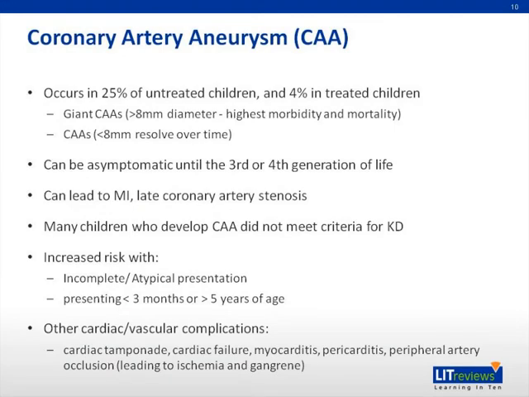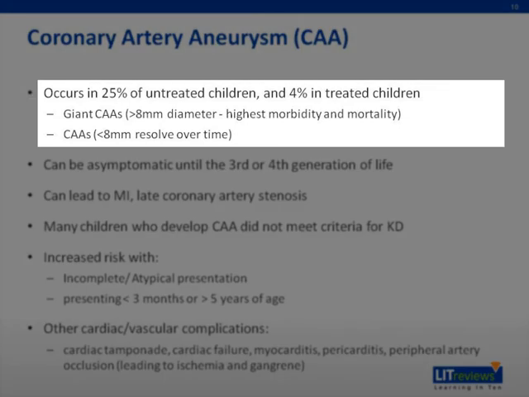Kawasaki disease is the most common cause of acquired heart disease in the pediatric population. Coronary artery aneurysms occur in 25% of untreated children and 4% in the treated population. Giant coronary artery aneurysms, defined as aneurysms with a diameter of over 8 millimeters, are associated with the highest morbidity and mortality. Fortunately, smaller aneurysms tend to resolve over time.